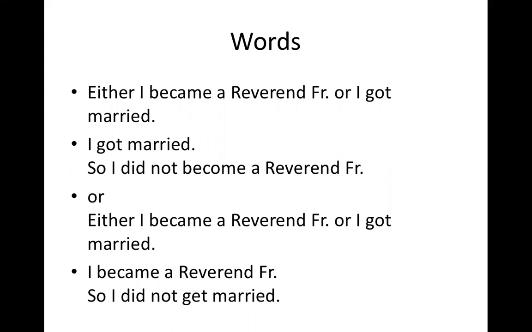Either I became a reverend father or I got married. I got married, so I didn't become a reverend father. Or either I became a reverend father or I got married. I became a reverend father, so I did not get married. So we call it a disjunctive syllogism.